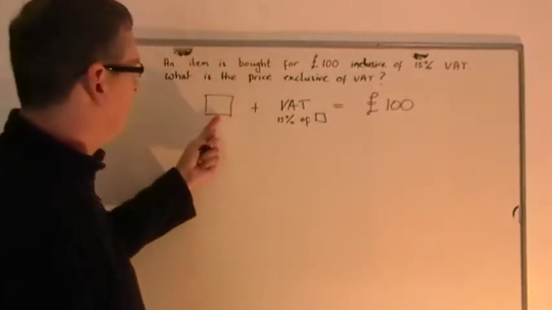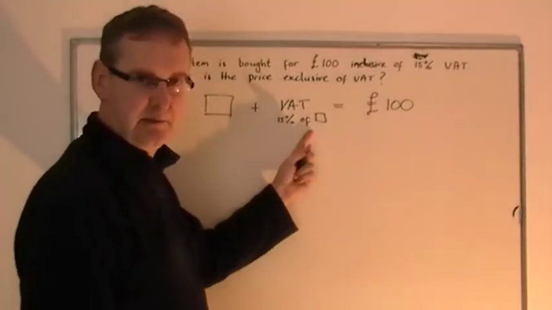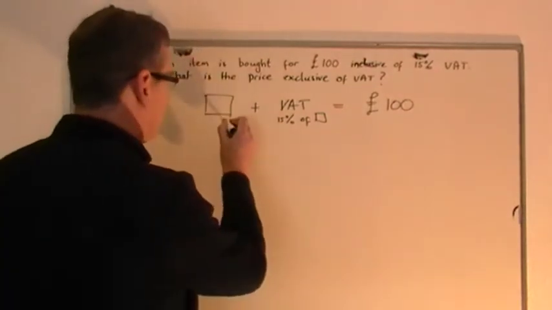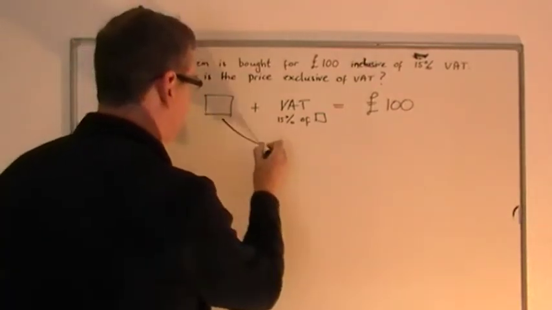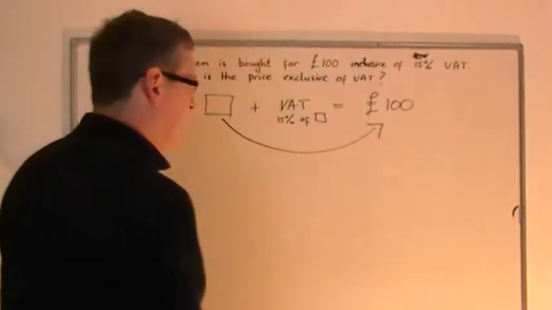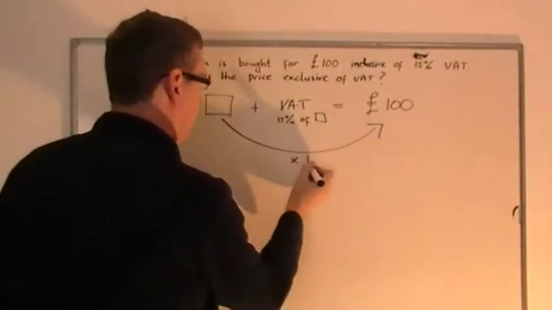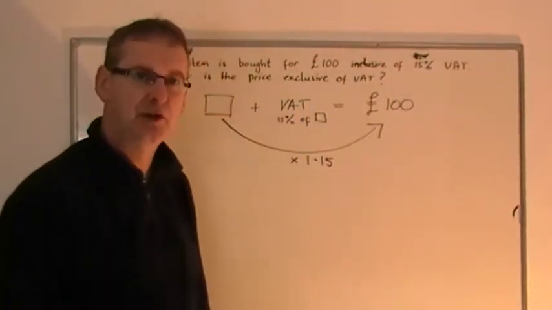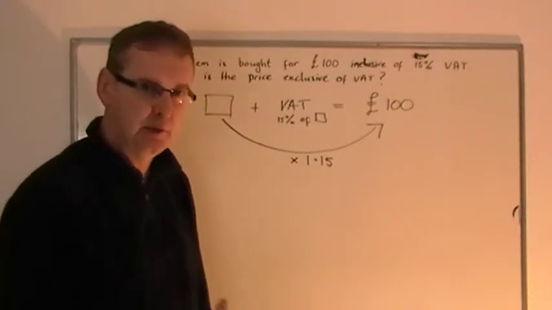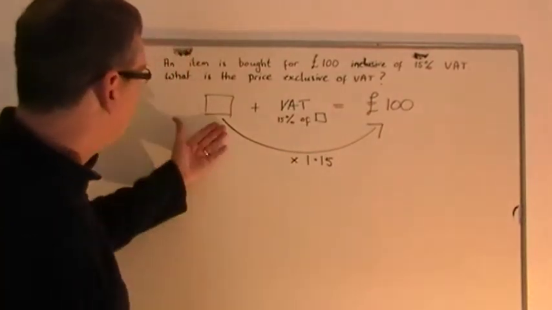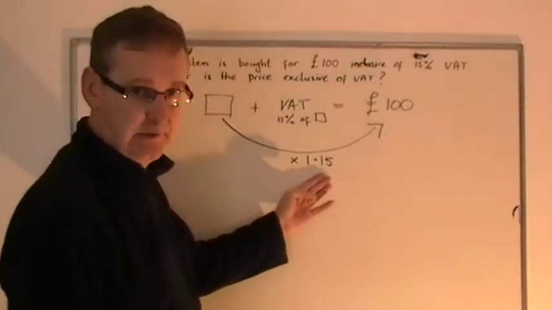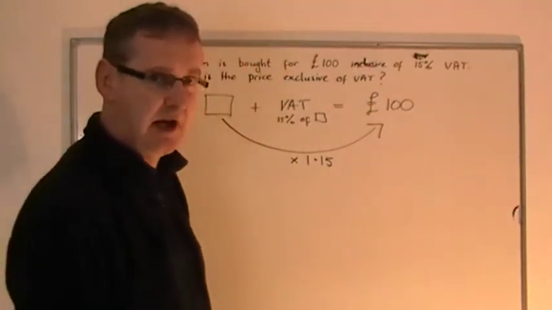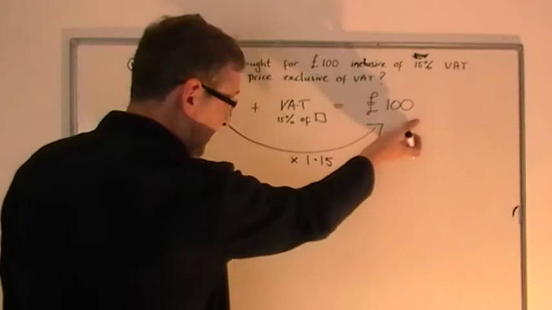If you take something and you want to increase it by 15% to get the final answer, then the quickest way is to simply multiply it by 1.15. If you remember that from a previous video, multiplying by 1.15 gives you a 15% increase. So something times 1.15, that's a 15% increase, gives you an answer of £100. Now, I don't want to know what that is because I know £100.